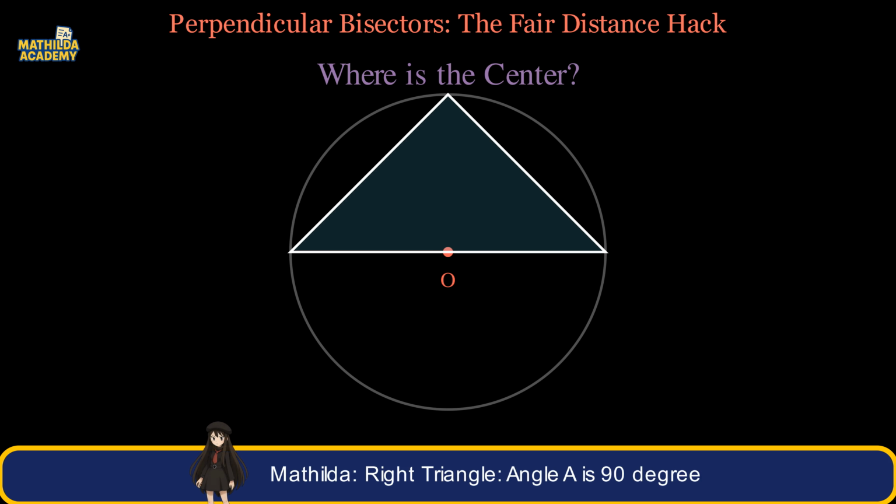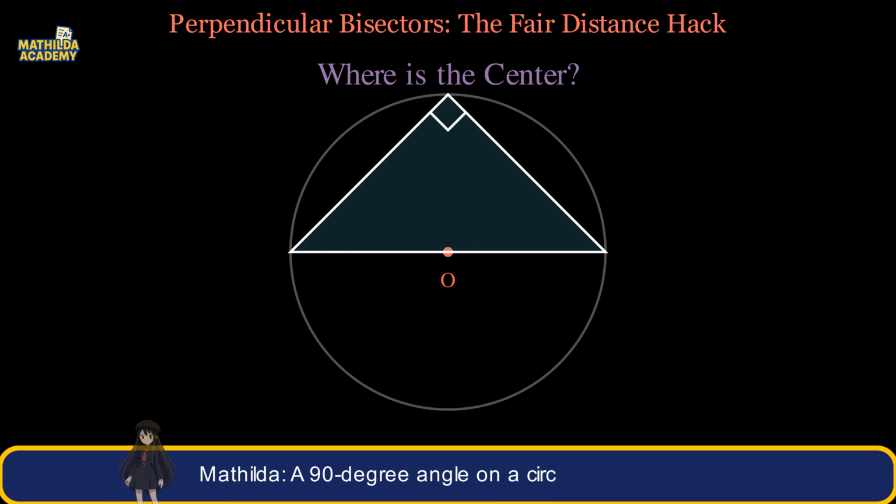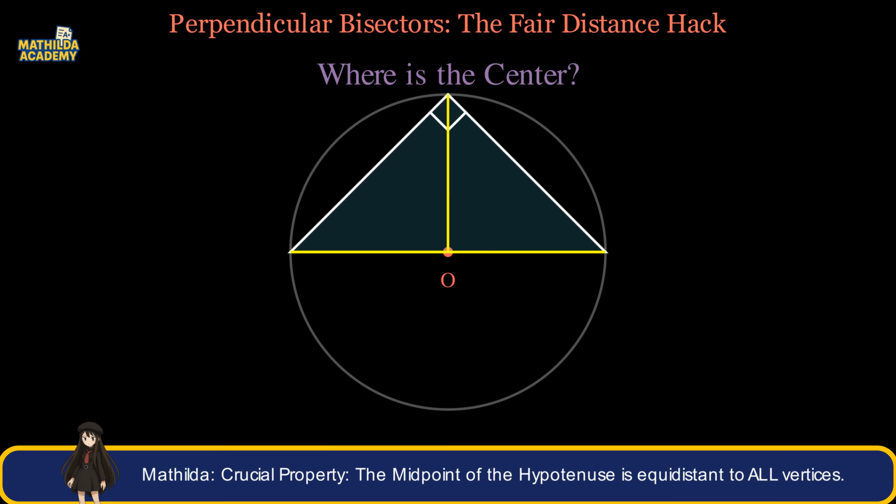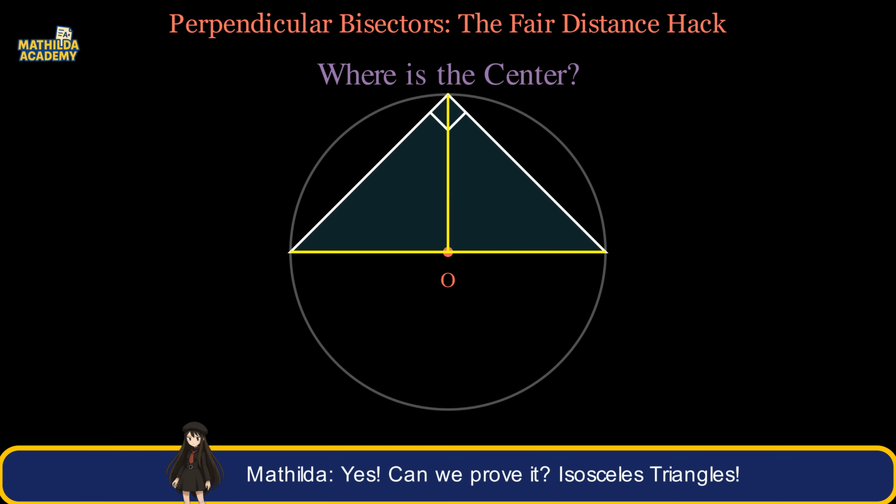Right triangle. Angle A is 90 degrees. A 90-degree angle on a circle opens to a diameter. So the hypotenuse is the diameter. It must pass through O. Crucial property. The midpoint of the hypotenuse is equidistant to all vertices. So AO equals OB equals OC. Handy trick. Yes! Can we prove it?